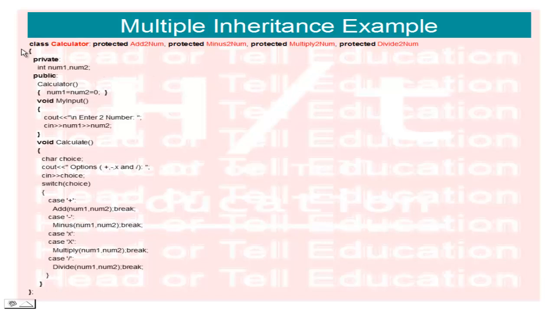Here I have created the class Calculator, so all the calculator functions, add two numbers, minus two numbers, multiply two numbers, and divide two numbers, are four classes. This is the multiple inheritance I'm using, and the derived class is Calculator. Here I am using the keyword protected.